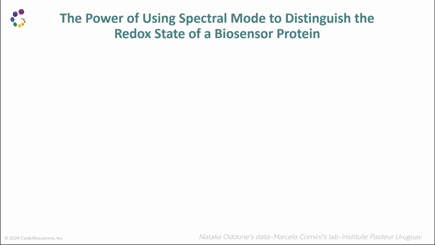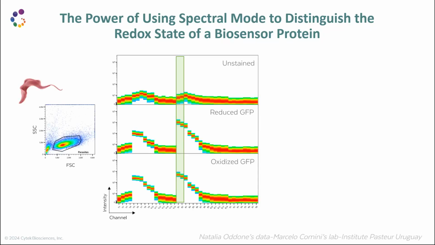The system that they use is a parasite. These are trypomastigotes from Trypanosoma brucei. And what we are seeing in the slide is three signatures. The signature on top is when there is no expression of the biosensor protein, so very low background. But on the next two plots, what we are seeing is what happens if there is a reduced environment or an oxidized environment, using GFP as the readout, as the reporter.